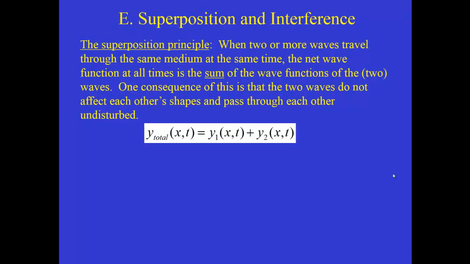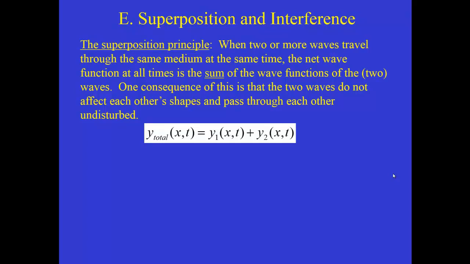We're now going to discuss what happens when more than one wave is traveling through the same medium at the same time. In order to understand what happens, we'll use what physicists call the superposition principle. It sounds a little bit fancier than it really is, but what it is telling us is that when two or more waves travel through the same medium at the same time, the net wave function at all times is just the sum of the wave functions of the different waves. Could be two, could be more.